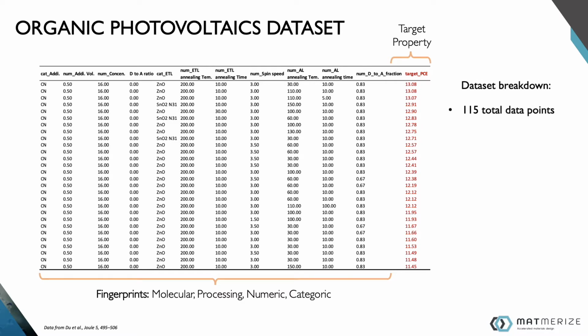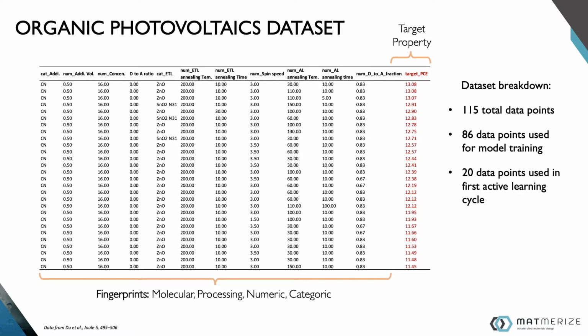The dataset contains a total of 115 data points. For this example, 86 randomly selected data points will be used for model training. 20 data points will be held out for the first active learning cycle to represent new experimental data being generated. Finally, 9 data points will be held out for validation.